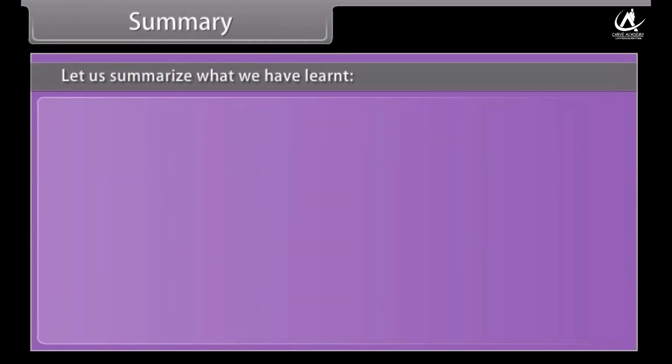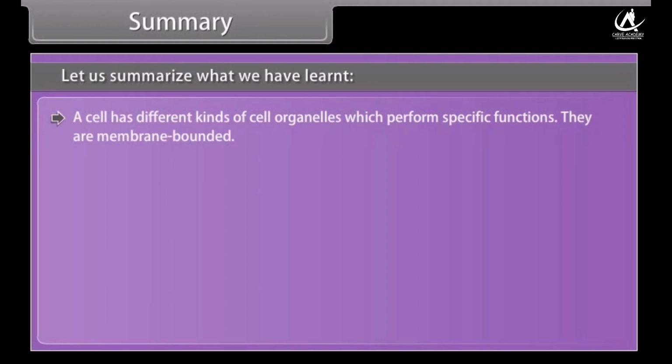Summary. Let us summarize what we have learned. A cell has different kinds of cell organelles which perform specific functions. They are membrane-bounded.